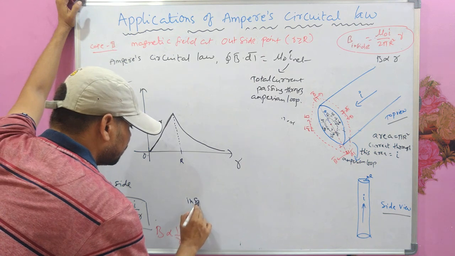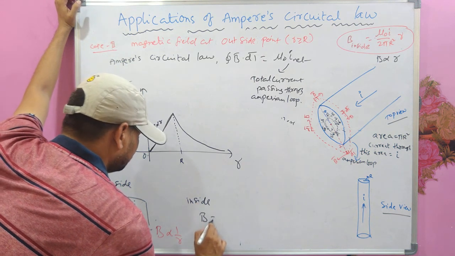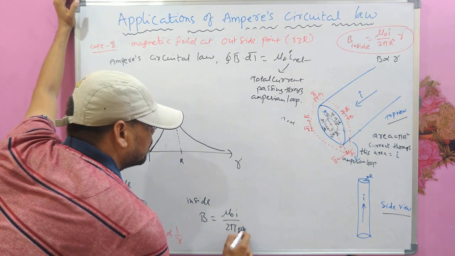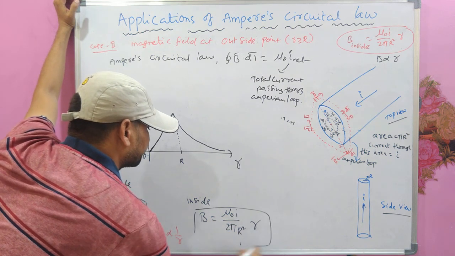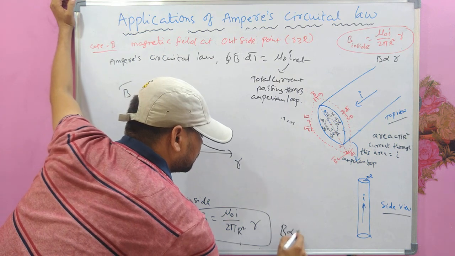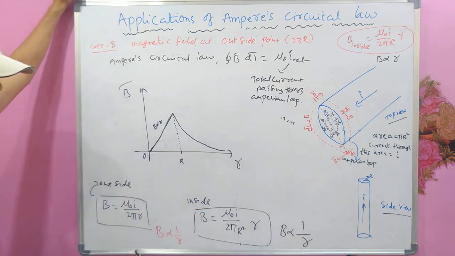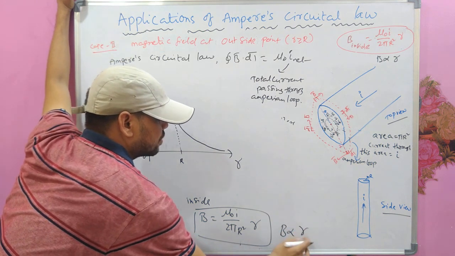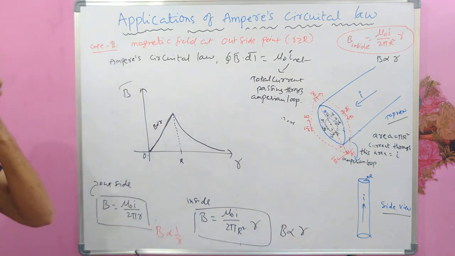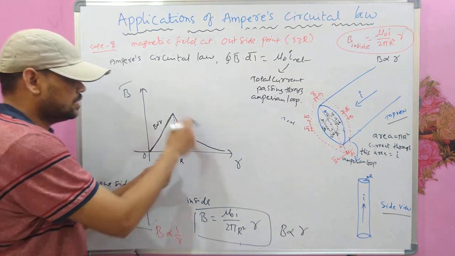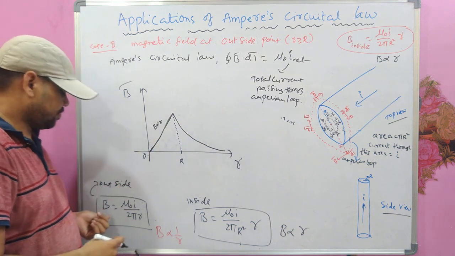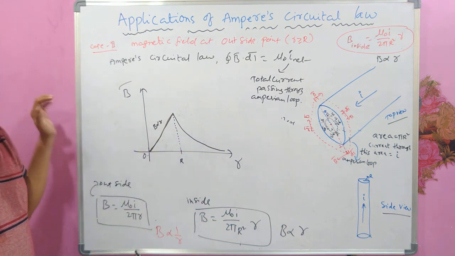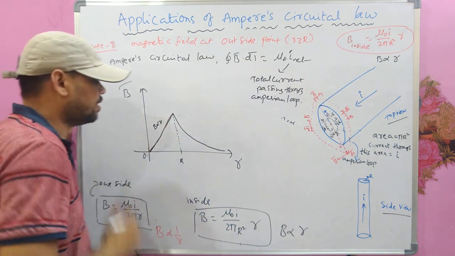Inside is what? B is mu naught I by 2 pi R square r. Here B proportional to r, inside, and outside B proportional to 1 by r. So this is what the graph tells you. Outside, inside. This is very, very important graph.